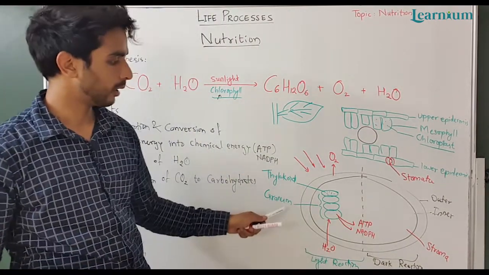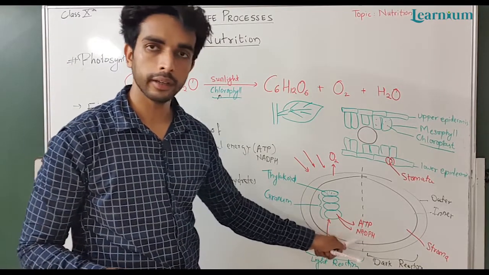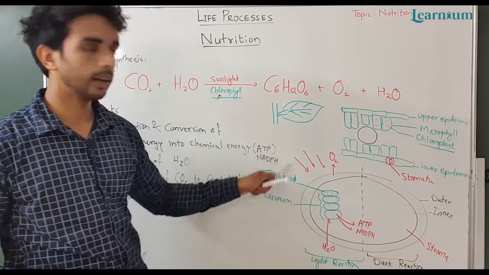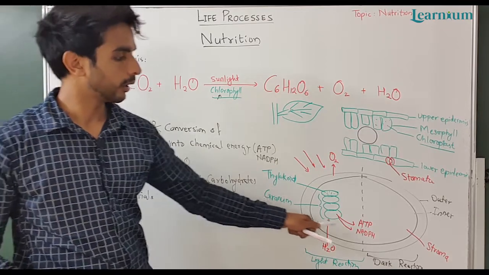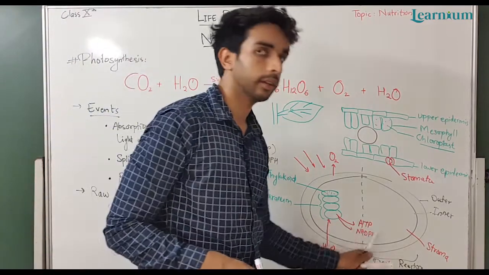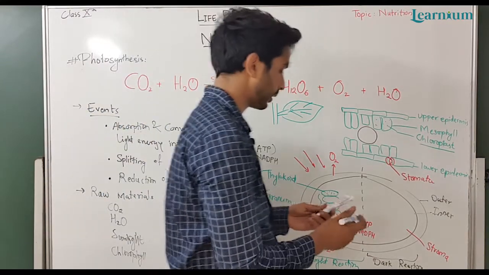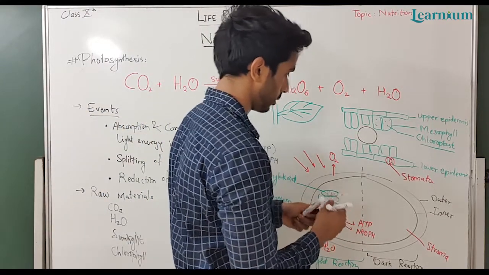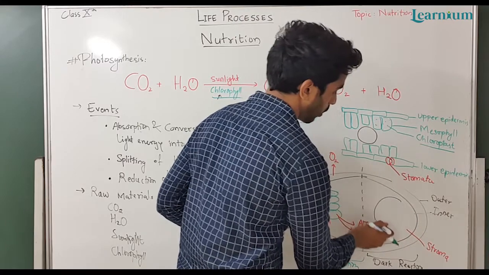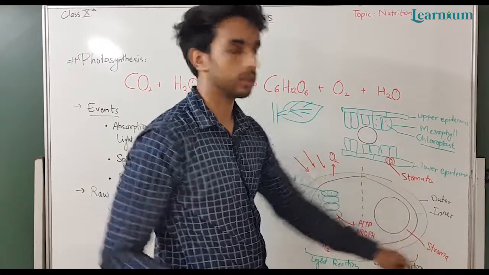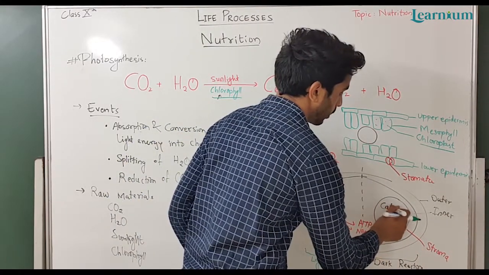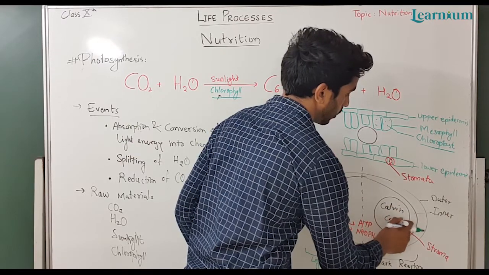Light reaction is producing ATP and NADPH. In light reaction, light energy is converted into chemical energy. This chemical energy, that is the currency of the cell, ATP, is helping the Calvin cycle, which is running in the stroma of the chloroplast. So this is known as the Calvin cycle.